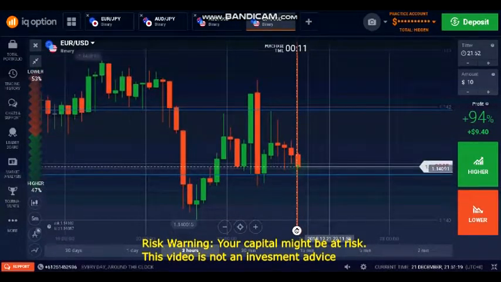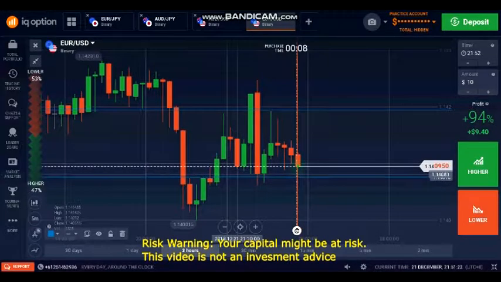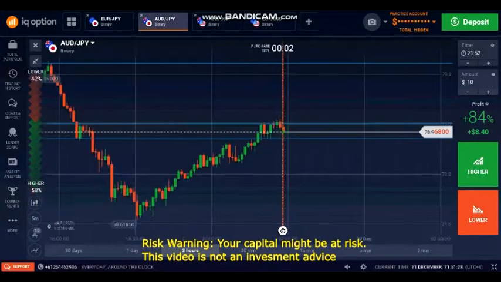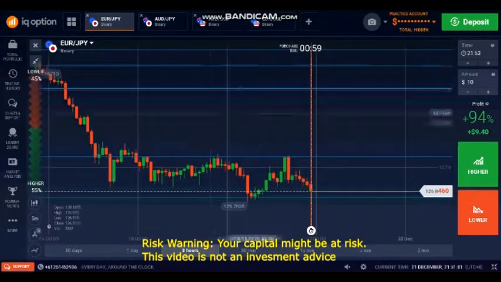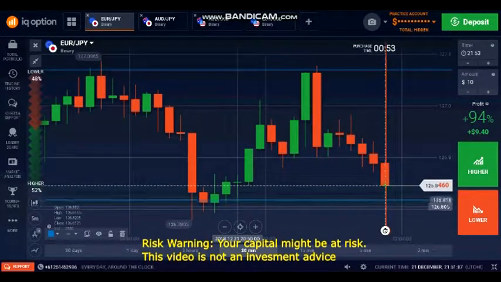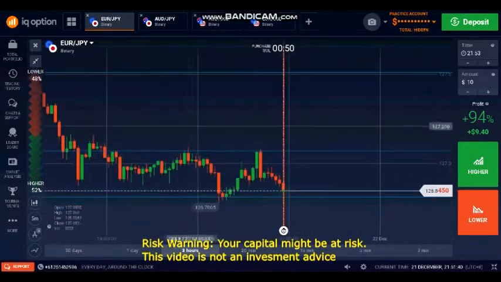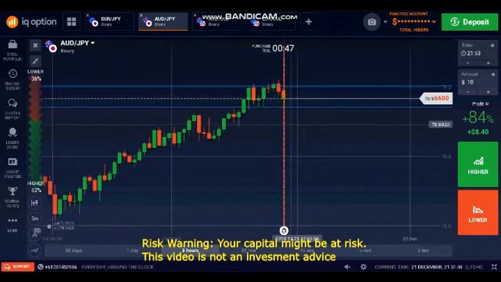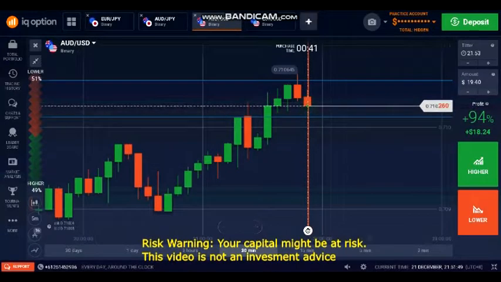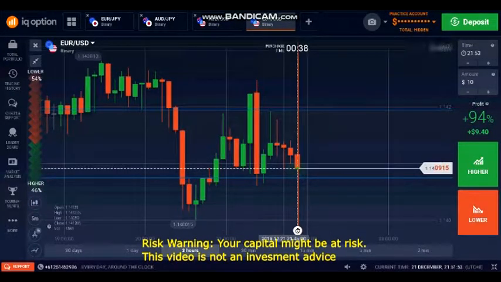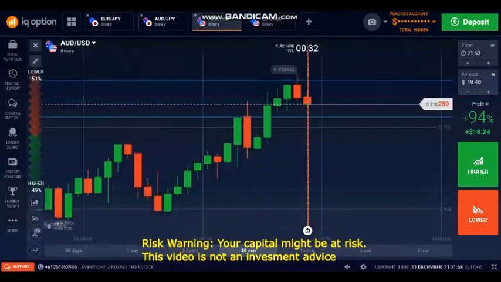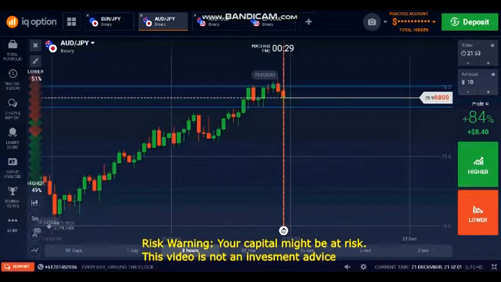If it hits, we can enter a buy trade, but it has to hit the safest area to enter a buy trade. Let's just wait for the candlestick to hit that level. AUD JPY, no, AUD USD. Let's just wait for the candlestick to hit that level.